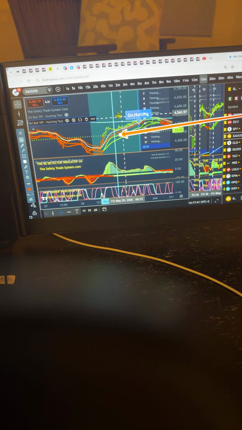Can you check this exact time for me on your robot and tell me if there's a trade here on May 29th at 1:15? Is it calling a go hunting trade right there or no? Or somewhere around there? It doesn't have to be that exact spot, but somewhere around there.